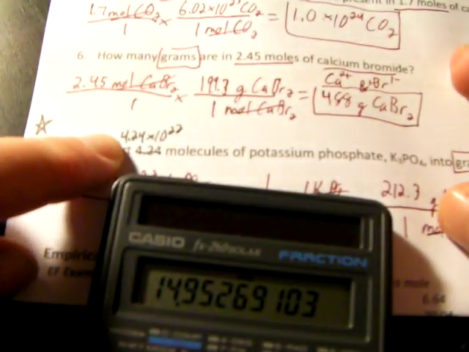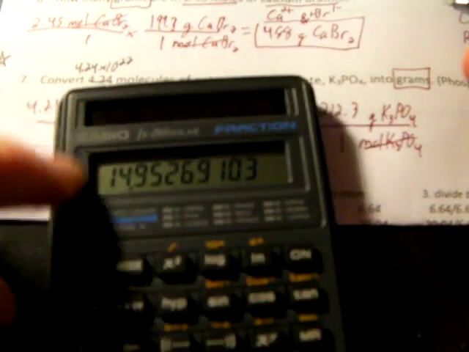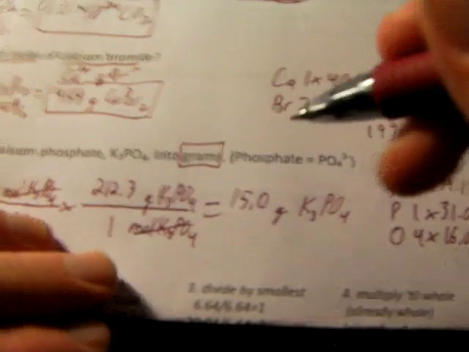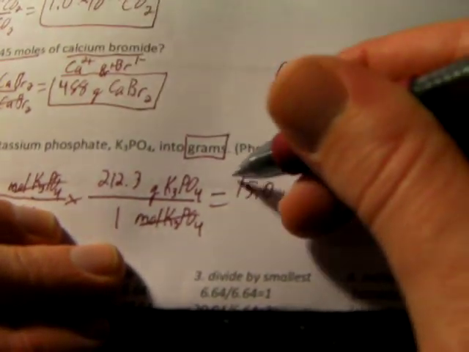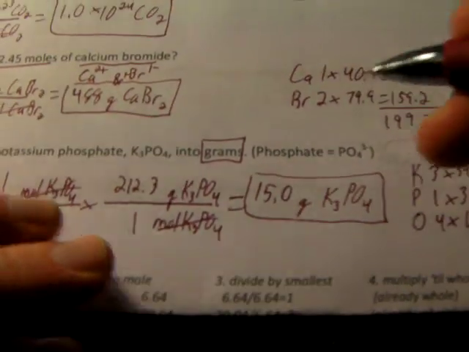We get 14.95. But we can round to only 3 sig figs because in the initial problem there was just 3 sig figs. So it's going to be 15.0 grams of potassium phosphate. So our answer has correct units, it's grams, we converted it, and it's 3 sig figs.